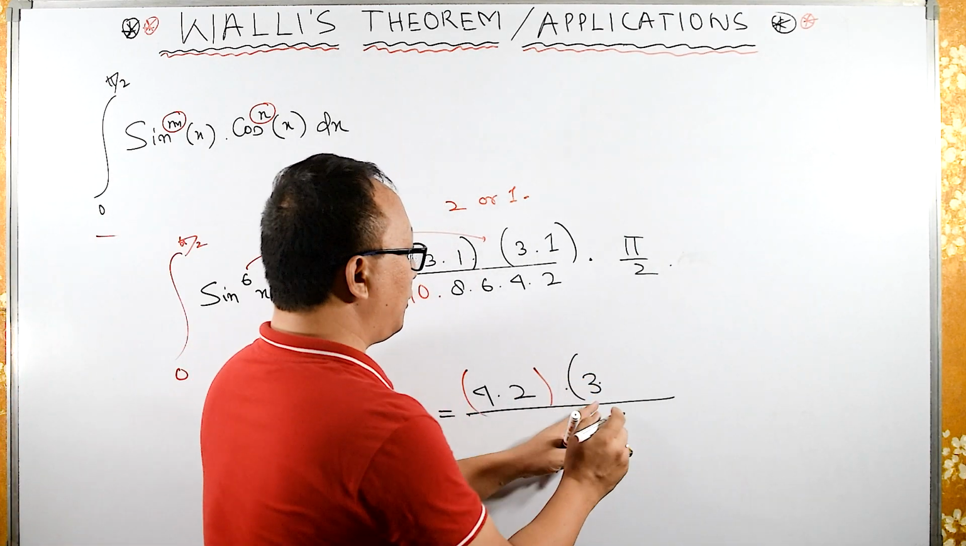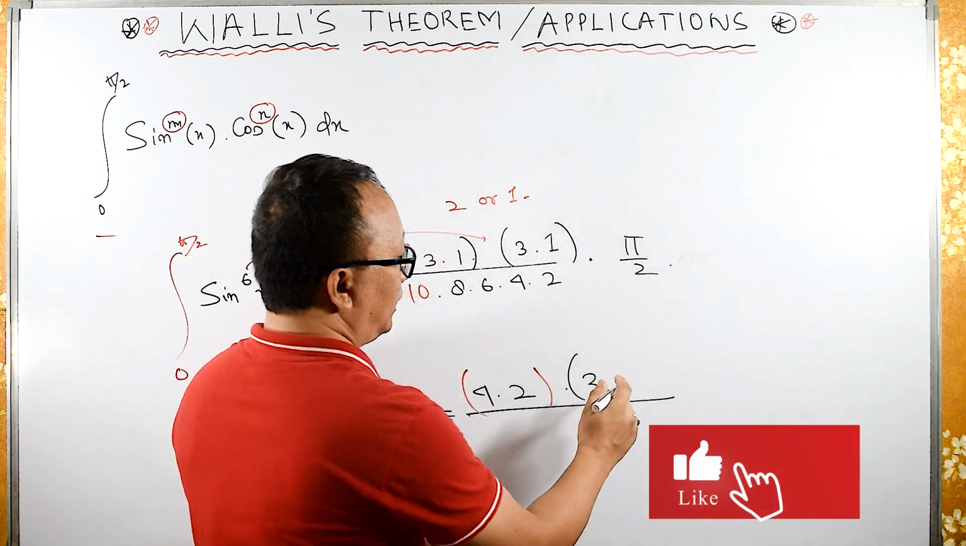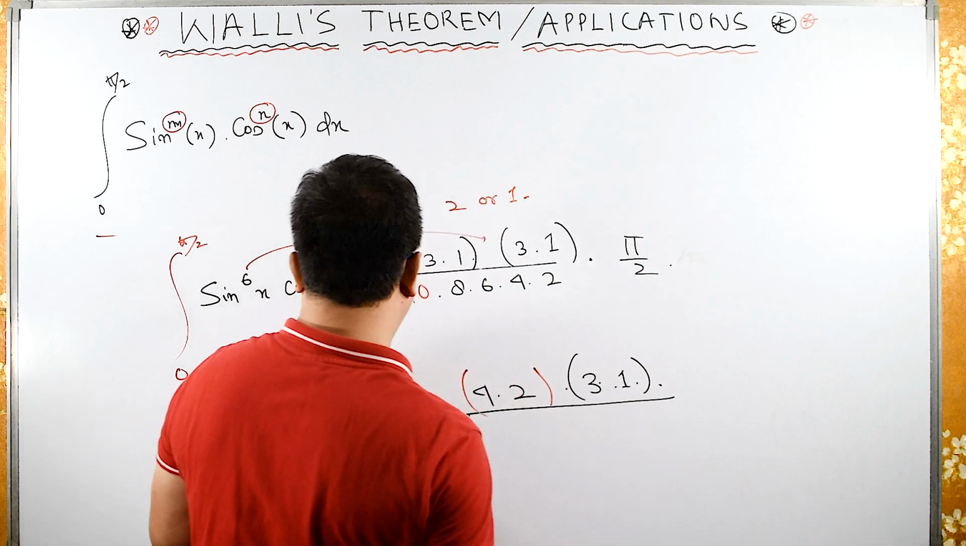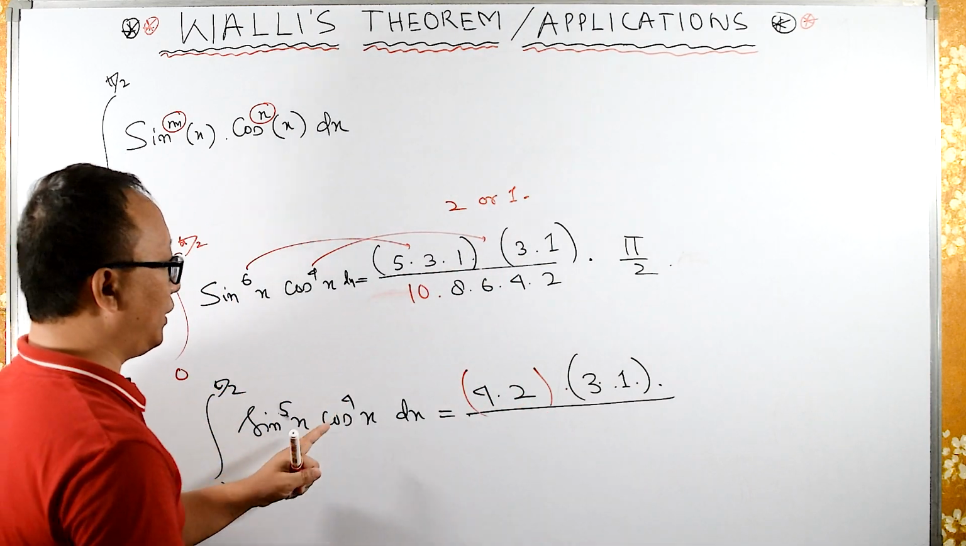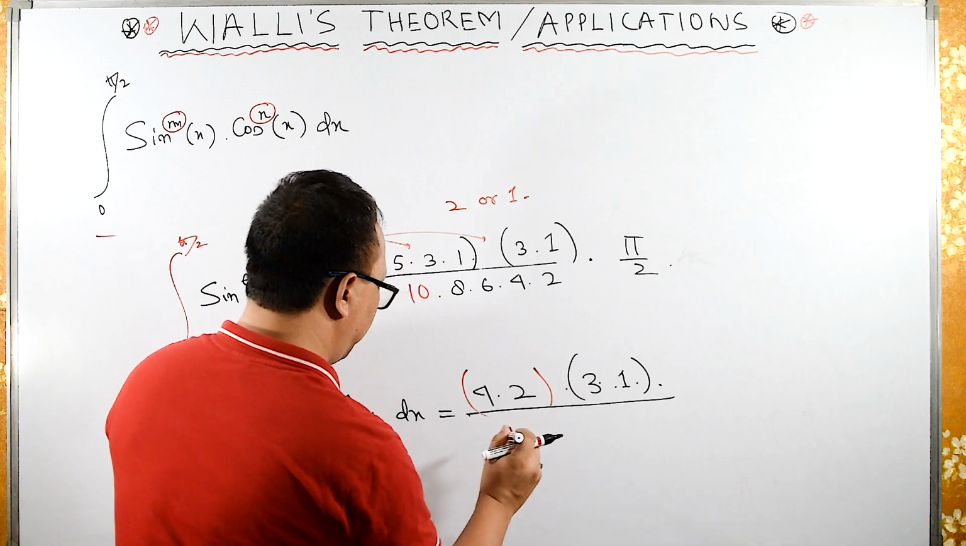Then from here also keep on decreasing. Keep on decreasing, either you get 2 or 1. Here 3 minus 2 is 1. I have to stop over here. And then similarly from the denominator, 5 plus 4 is, we have 9.